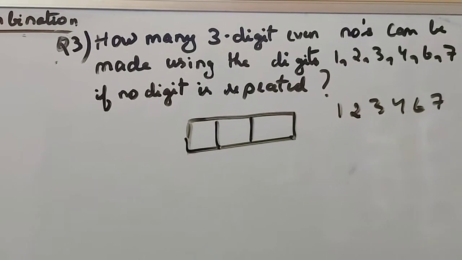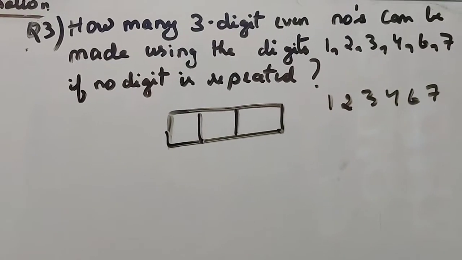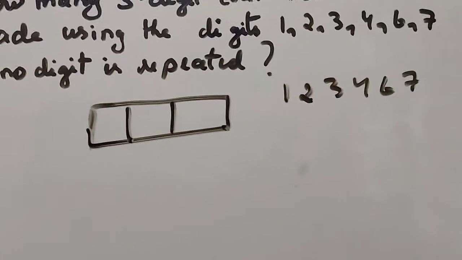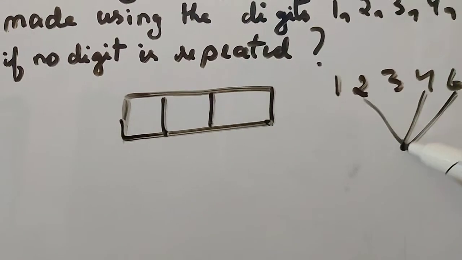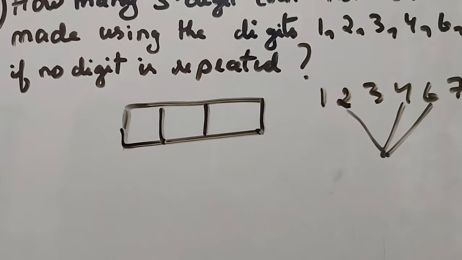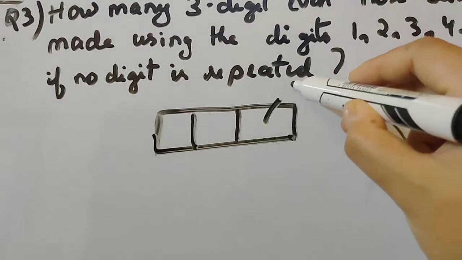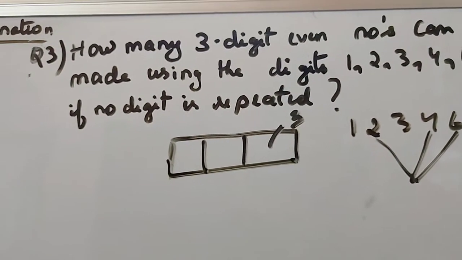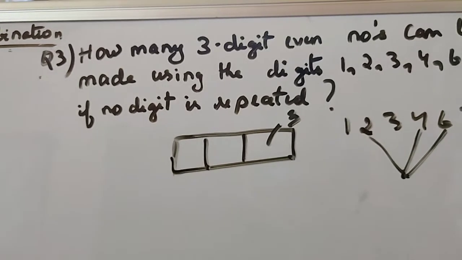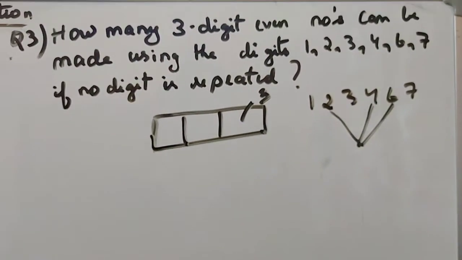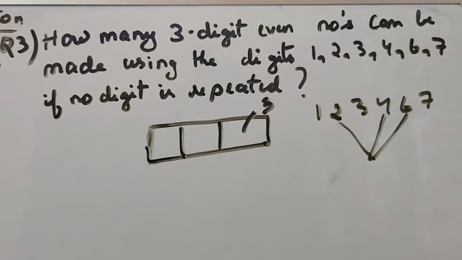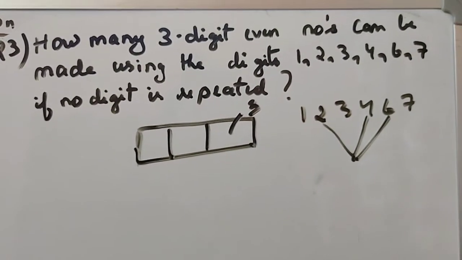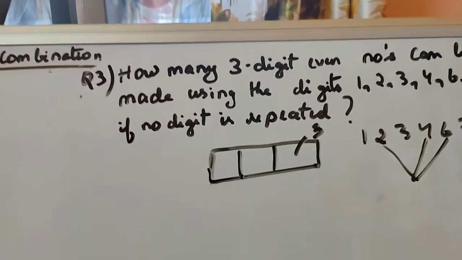Now, for the even numbers, I have told you that the one place must always end with an even number. And from here, the even numbers are 2, 4 and 6. That means you have 3 ways here. Wherever a condition is required, you are going to check for that portion first. So since here we have the problem with the one place, it can be filled with 3 numbers. The numbers are 2, 4 and 6. So we have 3 numbers here.